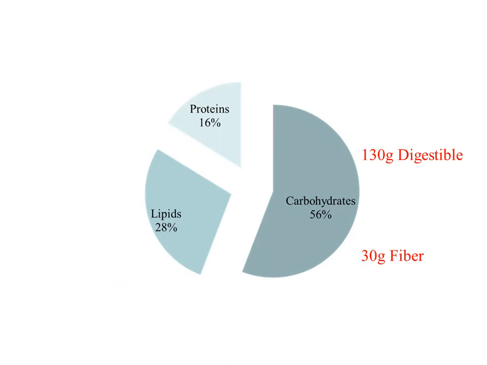Our dietary consumption should consist of 56% carbohydrates. 180 grams of this should be digestible carbohydrates and 30 grams should be non-digestible carbohydrates. What links these two sugars together, or these many sugars together, are glycosidic linkages. This is nothing more than a covalent bond.